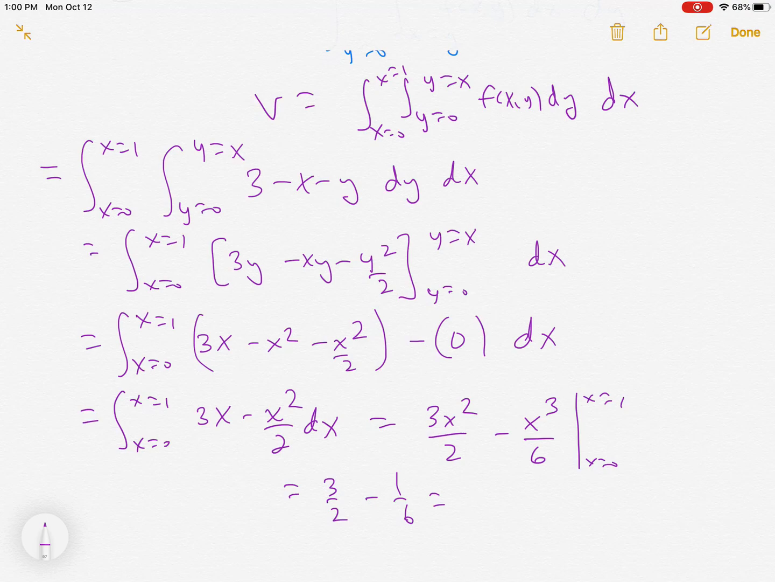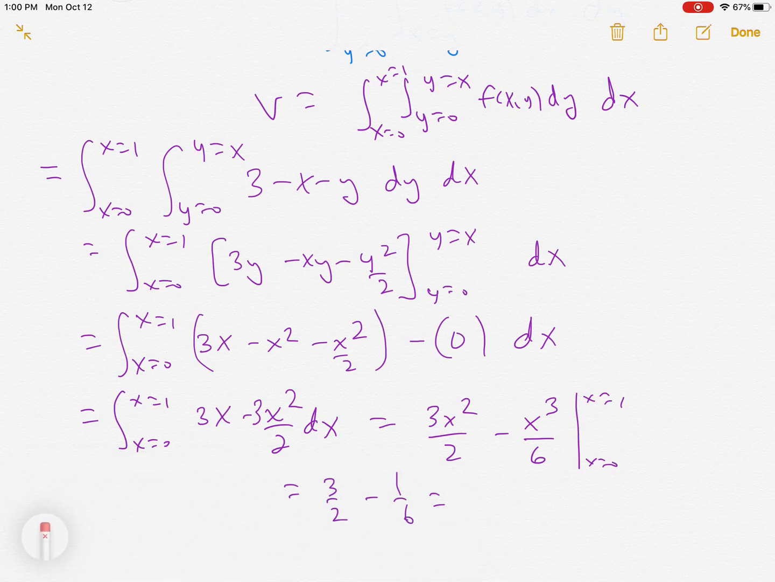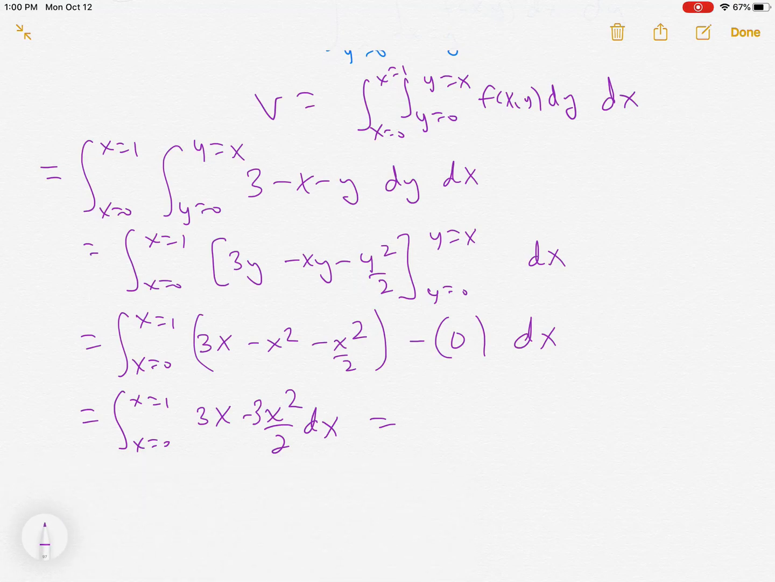I made an error. Let me back up here. X squared minus x squared over 2 is minus 3x squared. Just caught that. It happens.